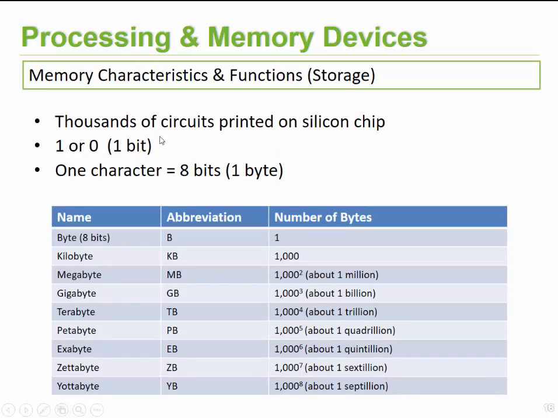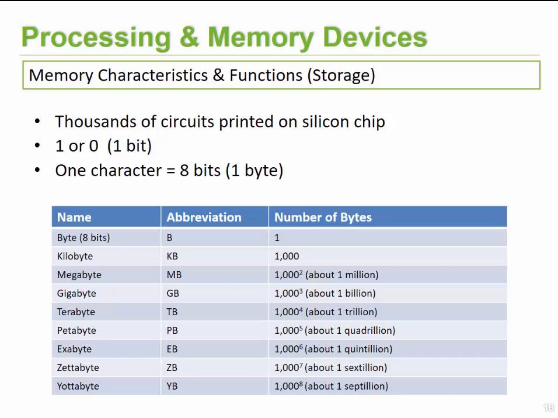So to recap, we said there's thousands of circuits printed on a silicon chip, and that creates your CPU, and it consists of ones and zeros. Now, when we talk about the information in a computer, the basic unit is actually the ones and zeros, and that's known as a bit. So if we just refer to either a 1 or a 0, that's 1 bit.